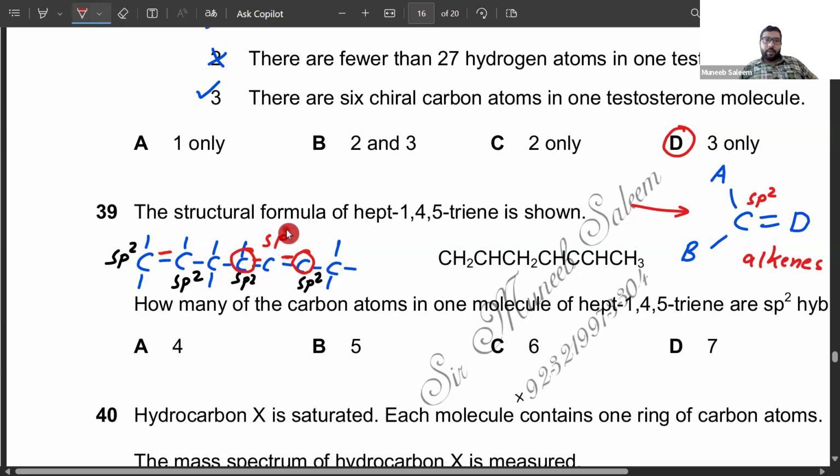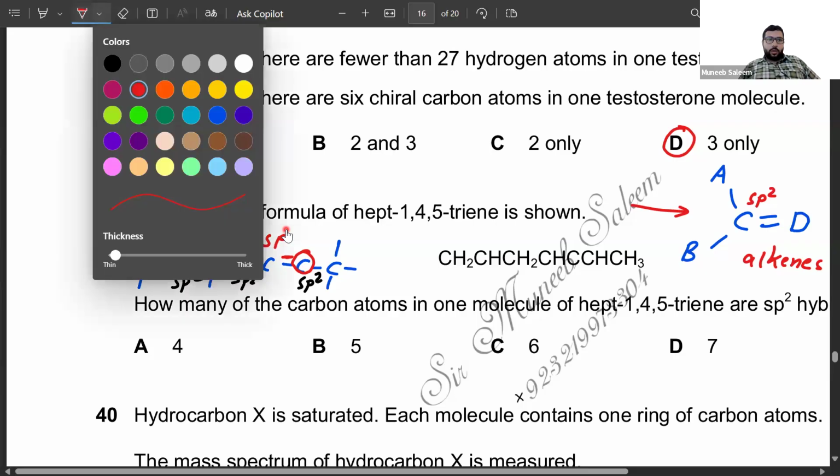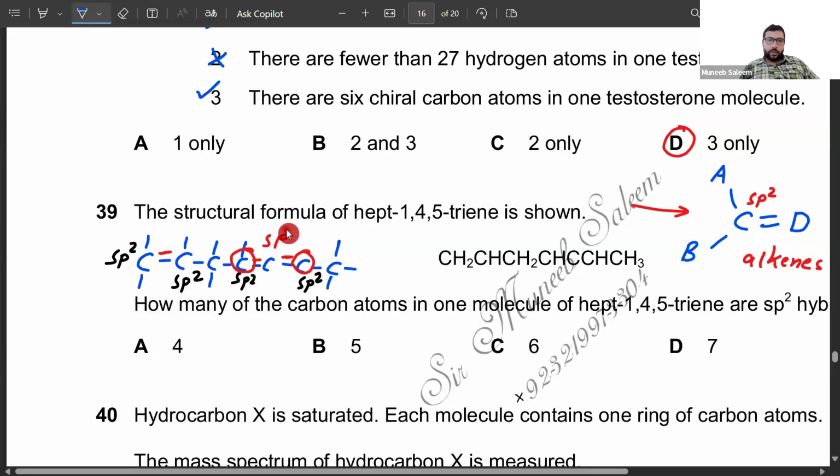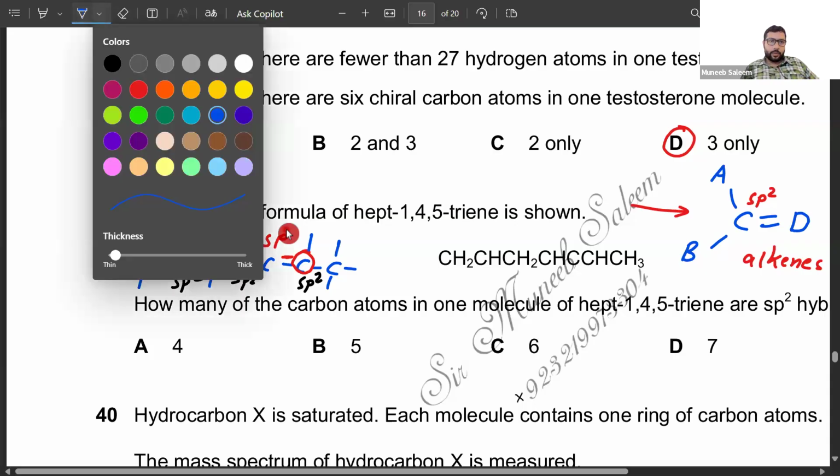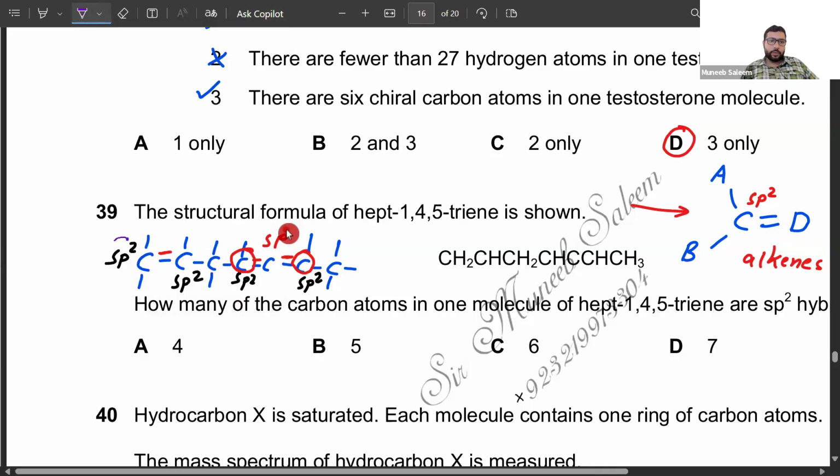This is sp. So let's count how many carbon atoms are sp2. We have this one, 1, 2, 3, and 4. So we have 4. So that's why A is the correct option.